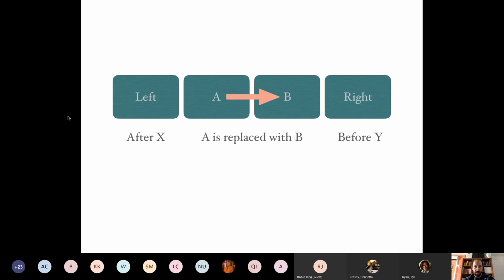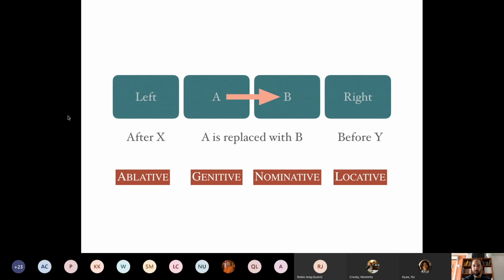The left context will tell us that after X item, A is replaced with B. And the right context will tell us before Y, so before another item. This right context is very important here, and is expressed in the locative, as you can see. And sometimes this locative or sattami is called the nimitta sattami, because it's a very important condition for the operation to take place.